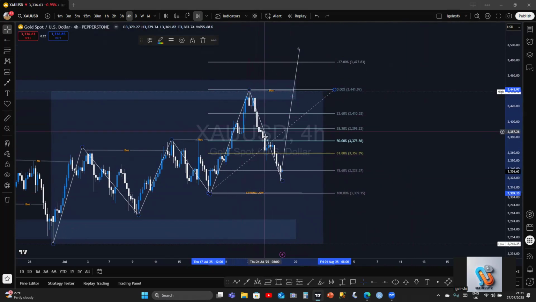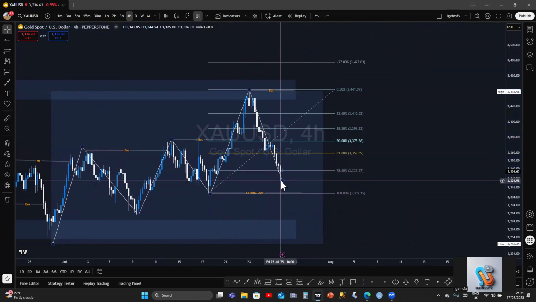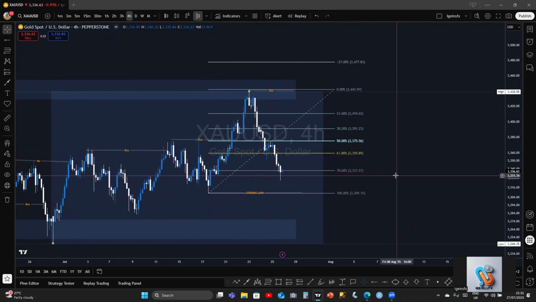Price has pulled back. This was a deep retracement. Price has retraced up to 78.60%. You see? And there is a rejection here. So a rejection here is not forbidden. It can push to this level, but it cannot body break this level. Once it body breaks this level, just know that another thing is about to happen.